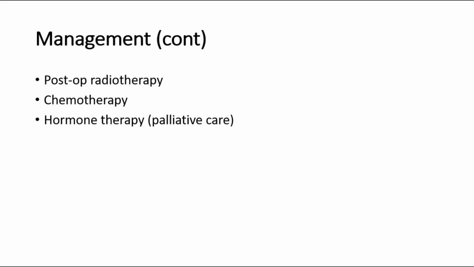So these are some of the adjuvant treatments, which include post-operative radiotherapy. This can reduce the vaginal and pelvic recurrence rate, but does not affect the survival rate. And it can become the primary mode of treatment if the patient is unfit for surgery. Chemotherapy is given in cases of metastatic disease. And hormonal therapy is a form of palliative care, which includes high-dose progesterone.